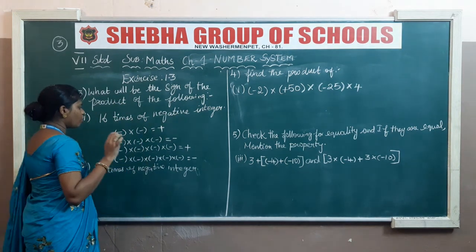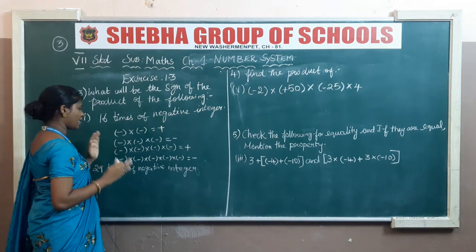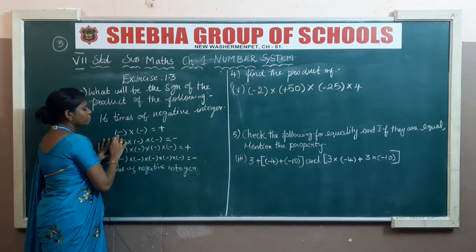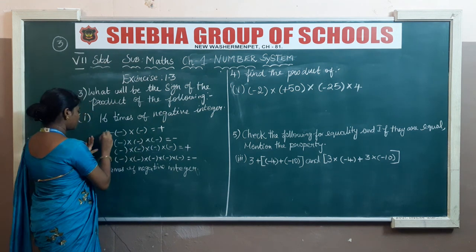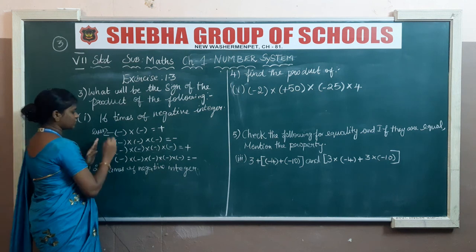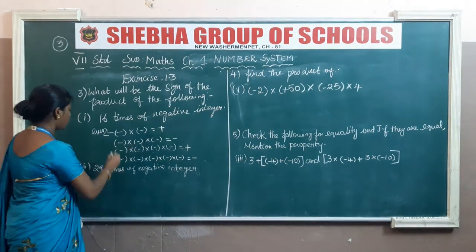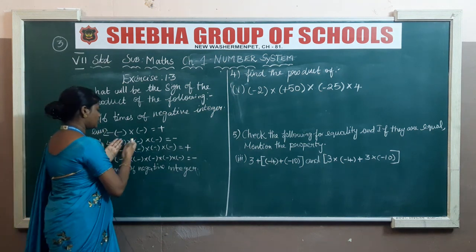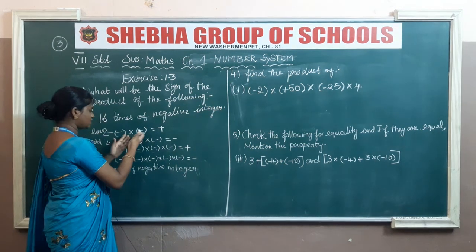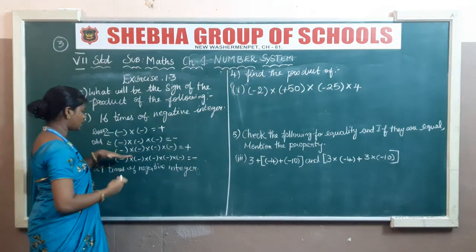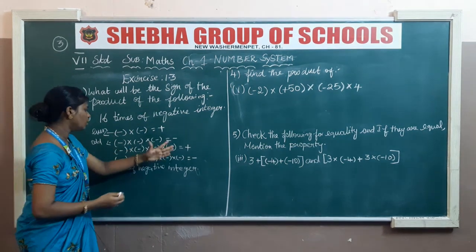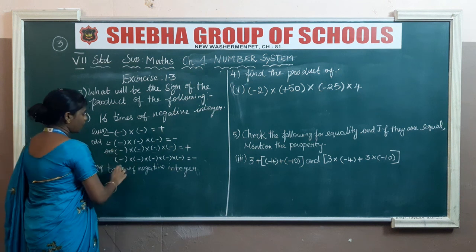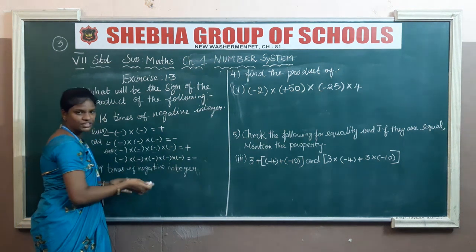So we have to understand: this is the even integers, and this is the odd integers. Odd integers means 1, 2, 3, three odd numbers are there. Then this is 2, which is an even number. Then 1, 2, 3, 4: 4 is an even number. This is also an even number. And 1, 2, 3, 4, 5: 5 is an odd number.